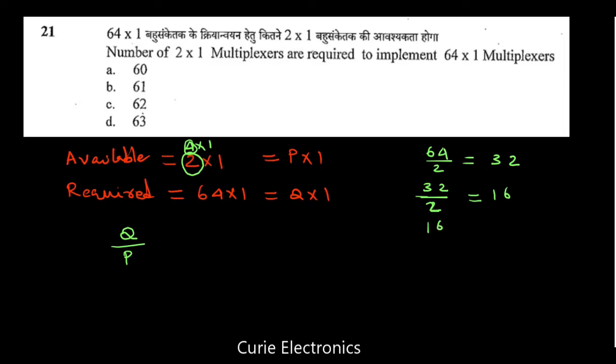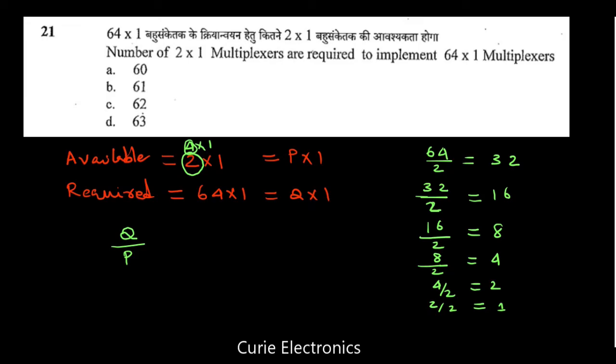So it is 16. So again 16 divided by 2. What do I get? I get 8. Again what I will do, 8 upon 2, 4. Again 4 upon 2, 2. Now 2 upon 2 equal to 1. Here I will stop it.